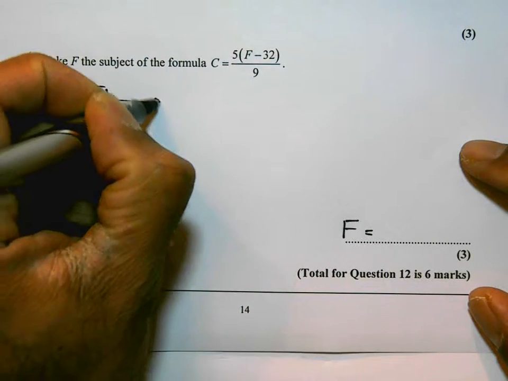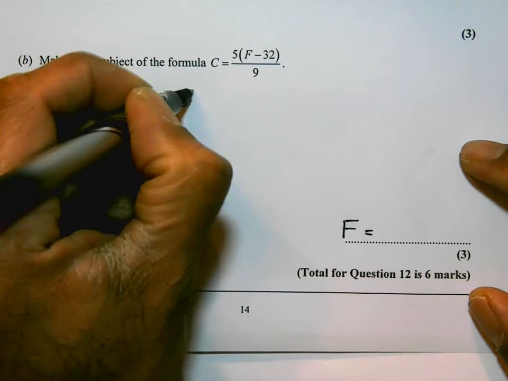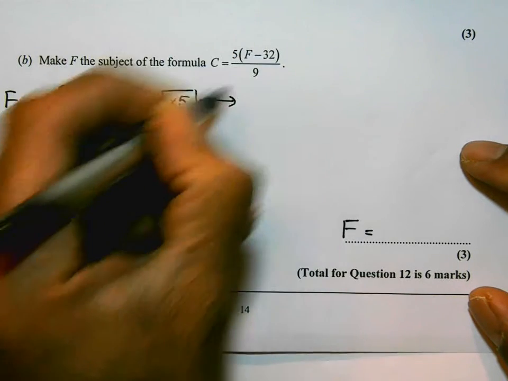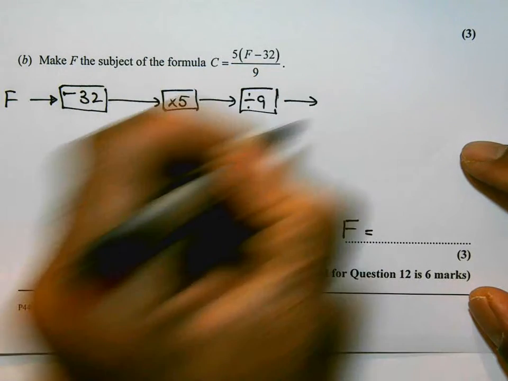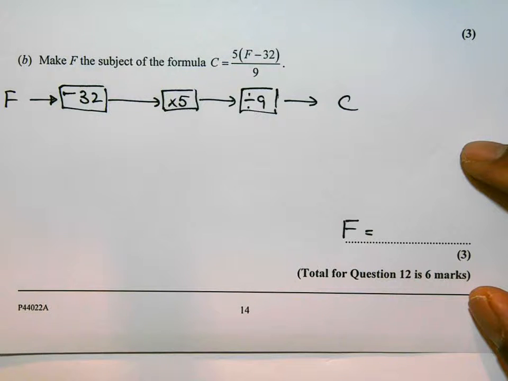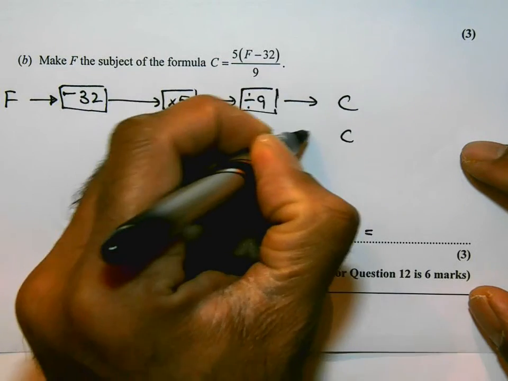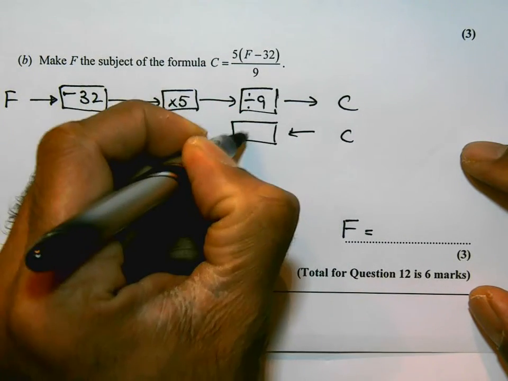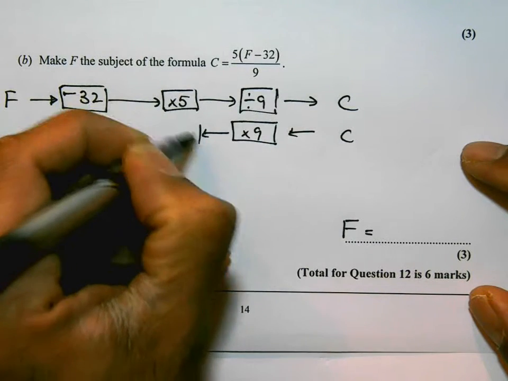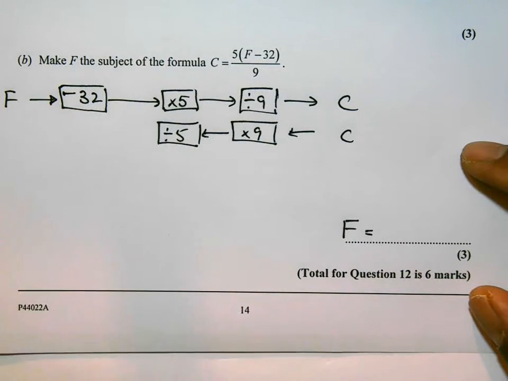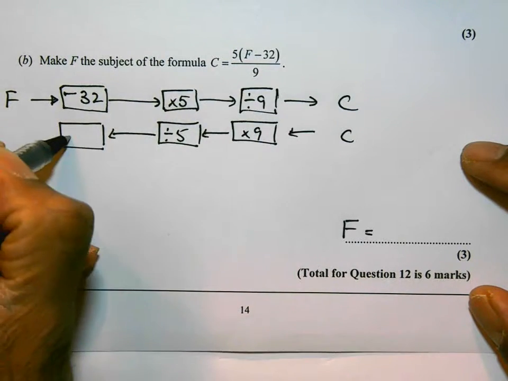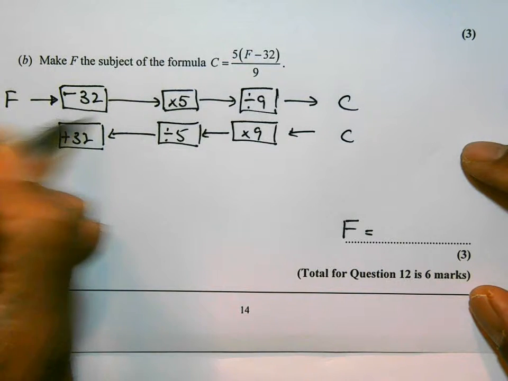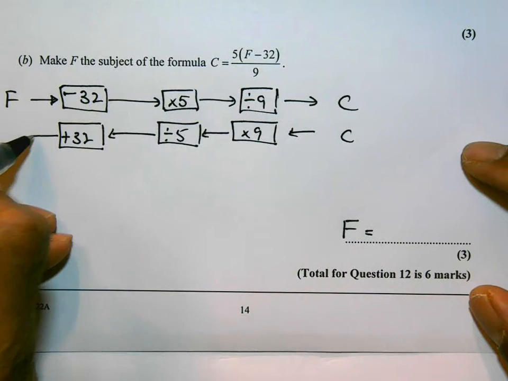Then I'm going to times by 5. And then the whole lot is being divided by 9. All of that gives me C. Okay, so that's a flow diagram to describe this whole equation. I'm going to now do it backwards. C, and what's the opposite of dividing by 9? It's timesing by 9. The opposite of timesing by 5 is dividing by 5. And the opposite of taking away 32 is adding 32.